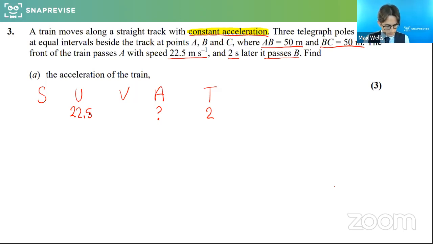And we are actually looking for the acceleration. Do we know anything else? Yes, for that part of the journey from A to B, what else do we also know? So we know it's taken 2 seconds. We know they started at a speed of 22.5 meters per second. We're looking for the acceleration, but there is one other thing that we also know. And what is that other thing that we're given in the question?